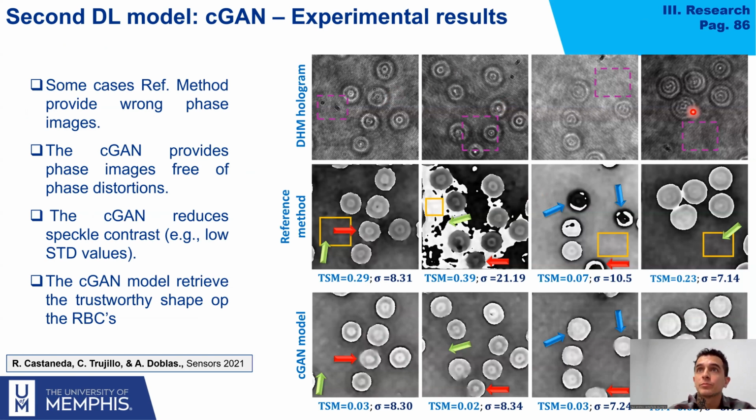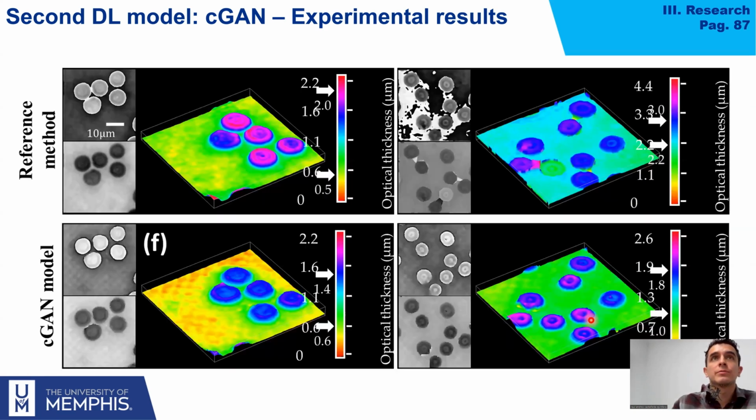The holograms, the phase images using the reference method, and the phase images obtained by the GAN model. These images present almost the same features as the outcomes obtained by the convolutional autoencoder. However, you can note that the GAN model retrieved the trustworthy shape of the red blood cells. So this is an interesting outcome for us. These are images where we represent the 3D profile using the reference method and using the GAN model.